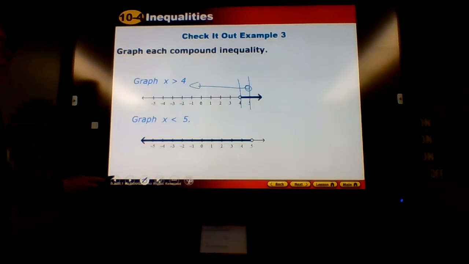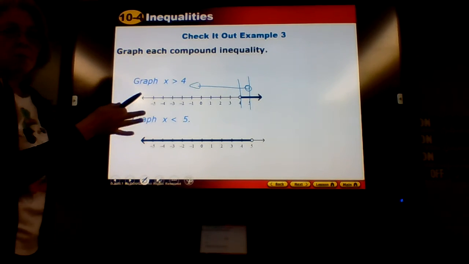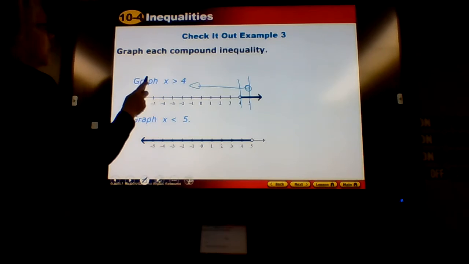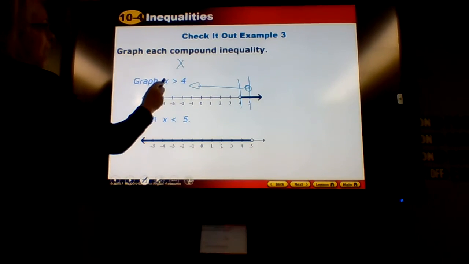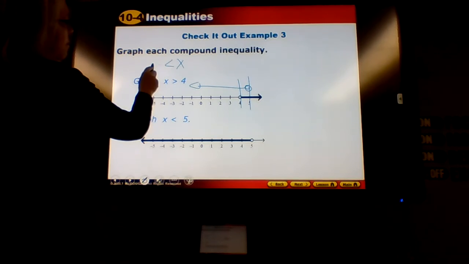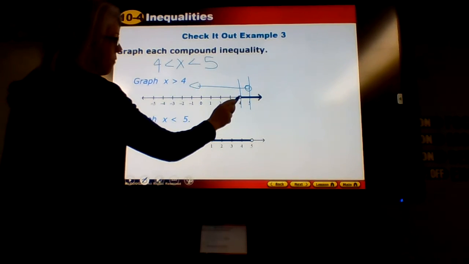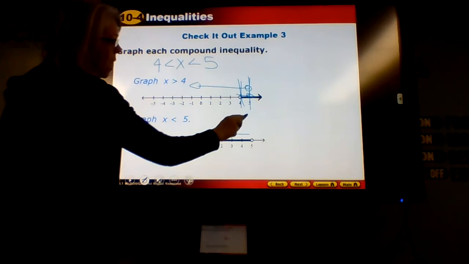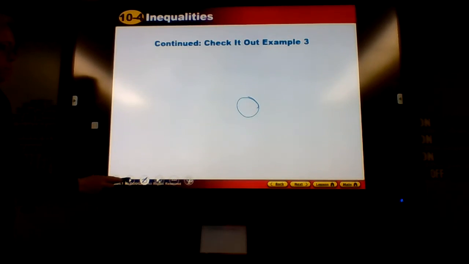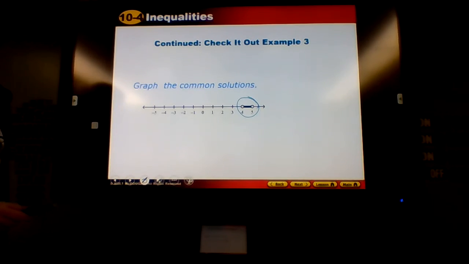Okay, so I'll go back here. I don't know why they didn't actually give us the inequality. We know this book makes some mistakes. So this would be x in the middle. X is greater than 4 and less than 5. Greater than 4 and less than 5. And that's our common solution right there. So that's our solution.